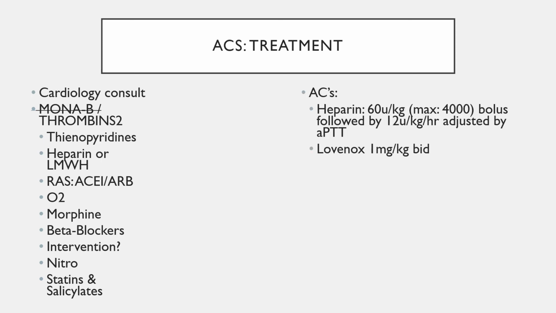Next, I'll talk about anticoagulants. The primary anticoagulants include heparin and Lovenox. You really don't need to memorize this, but heparin is dosed at 60 units per kilogram as a bolus, followed by 12 units per kilogram, then further adjusted based off their APTT. Lovenox is dosed at 1 milligram per kilogram BID.